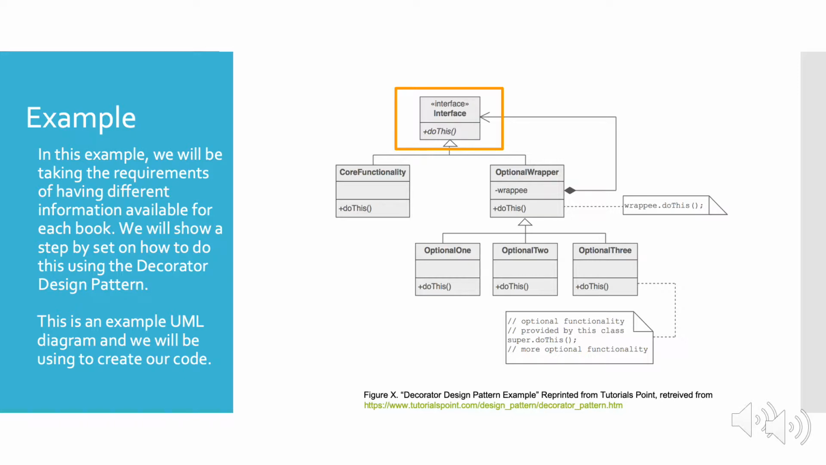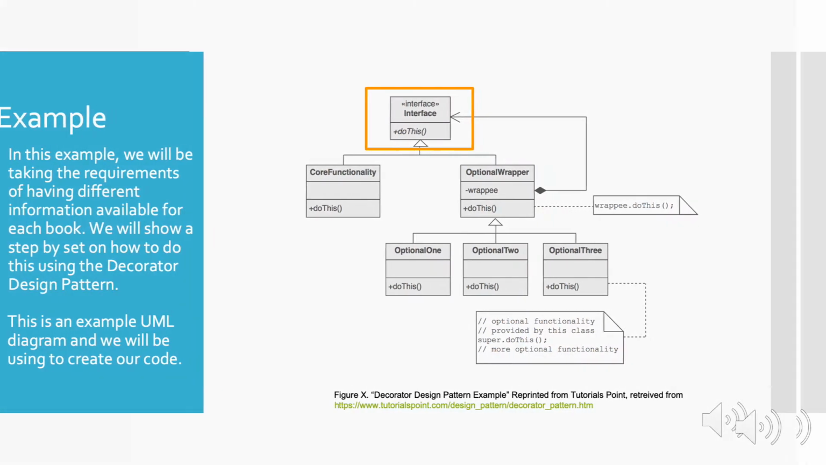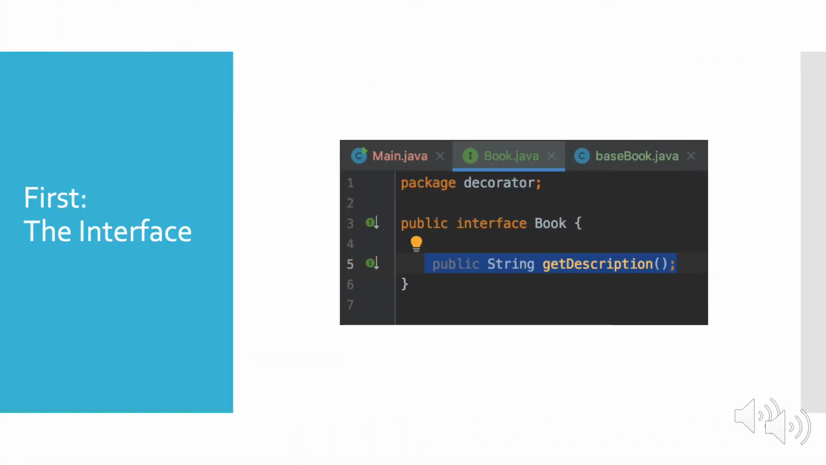This is an example of a UML diagram for the decorator design pattern. We will be using it as a template to create our code. The first thing we need is to create an interface. When creating the interface, we need to understand which methods are needed. These methods will be required for all other classes underneath it, including the decorator. For this example, we will only be implementing a getDescription method.